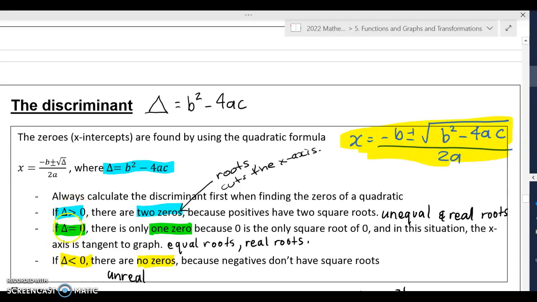What happens if our discriminant is equal to 0? Let's think of what would happen in the quadratic formula there. That would mean that our part under the square root sign, our b squared minus 4ac, is 0. So we would only end up with one answer. We would have x is equal to minus b over 2a. There'd be no plus or minus anything because that would be 0. So what would happen when the discriminant is 0? There is only one zero or one root or one place where it cuts the x-axis, because 0 is the only square root of 0. And in this situation, the x-axis is a tangent to the graph. So let's have a look at a picture of that.